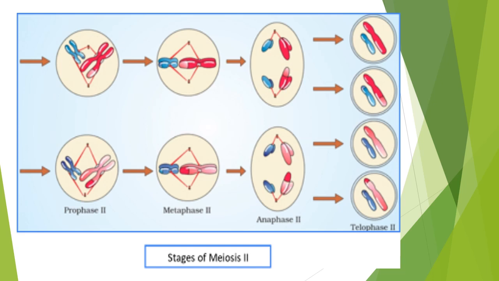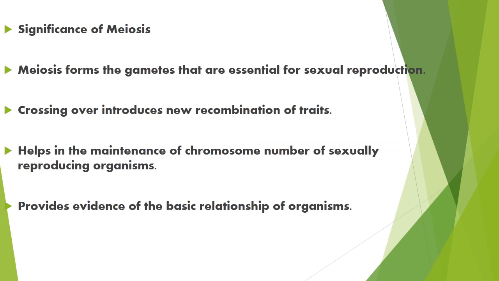This is the structure of meiosis. And in the end, telophase 2, 4 cells are formed which are haploid in nature. Significance: meiosis forms the gametes that are essential for sexual reproduction. Crossing over introduces new recombination of traits, helps in the maintenance of chromosome number of sexually reproducing organisms, and provides evidence of the basic relationship of organisms.